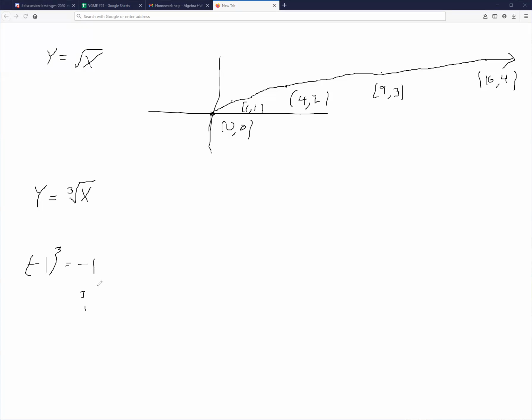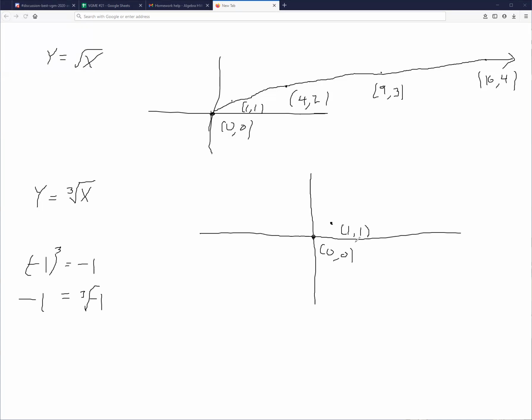So that means the cube root of -1 is -1. We can have negatives. So we need to think about, okay, what can we cube root? Well, we can cube root 0. It's 0, 0. We can cube root 1. 1 to the third power is 1, so the cube root of 1 is 1.